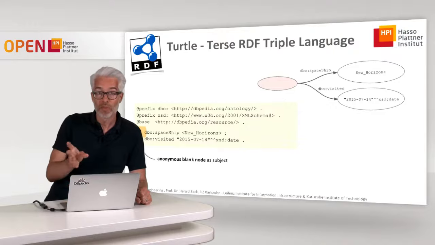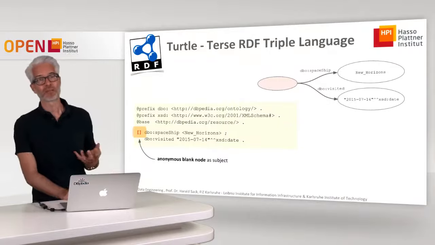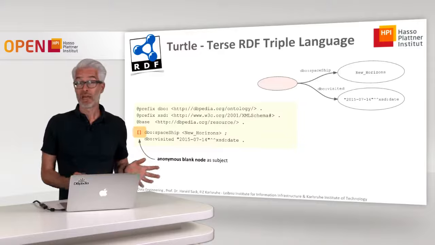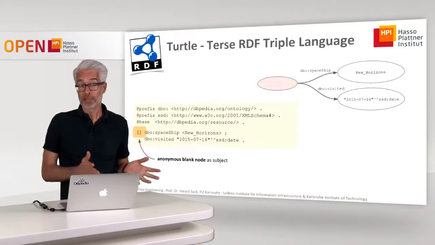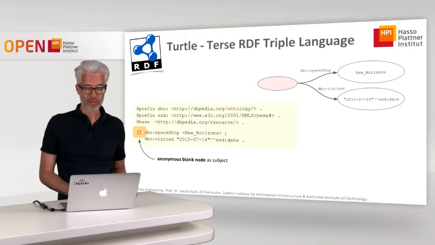So this would be the way how you can, for example, define a so-called anonymous blank node. The blank node is anonymous because it does not have any ID and it cannot be referenced from outside. So this is a blank node.